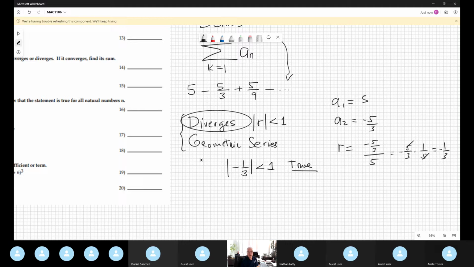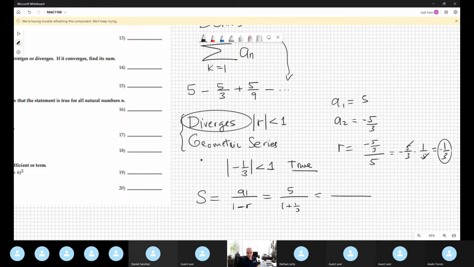Now, at what value does it converge? That is the second question. The formula is A1 over 1 minus R. The formula is easy. So A1 is 5, and the common ratio is negative 1/3. Be careful because we have a double minus. It's 1 minus negative 1/3, which is plus 1/3. The formula has a minus, however the common ratio is negative, together it is positive.